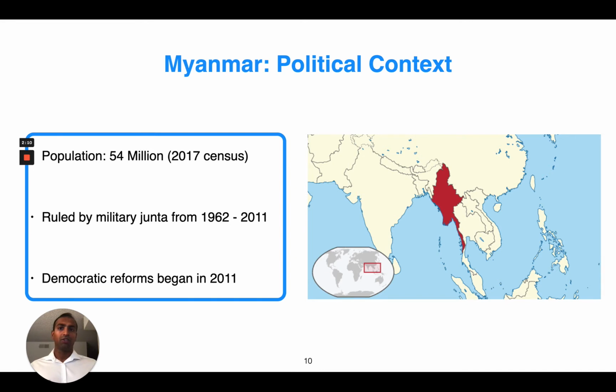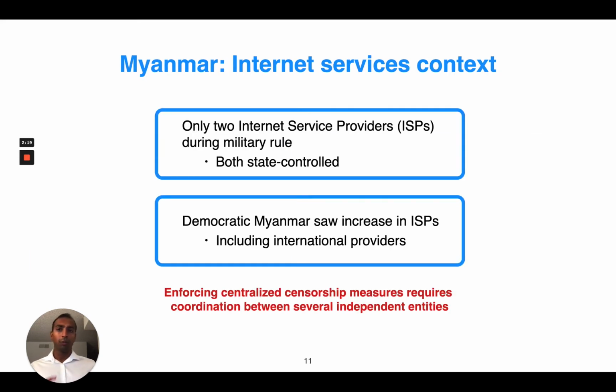It's a country in Southeast Asia with a population of 54 million, and for nearly 4 decades it was ruled by a military junta, but began transitioning towards democracy from 2011. Under military rule, there were only 2 ISPs, both controlled by the state. However, democratic Myanmar observed significant growth in internet penetration in the country, with a marked increase in the number of ISPs offering services, including international providers. We would expect, therefore, with this diversity of providers, that the enforcement of centralized censorship measures would be somewhat challenging since it requires coordination between several independent entities.